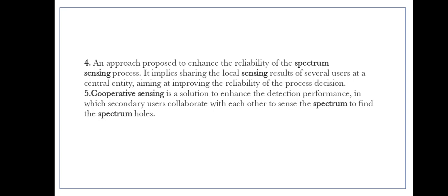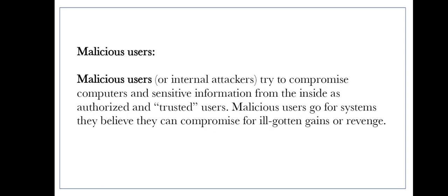Cooperative sensing is a solution to enhance the detection performance in which secondary users collaborate with each other to sense the spectrum to find the spectrum holes. Malicious users. Malicious users are internal attackers. They try to compromise computers and sensitive information from the inside as authorized and trusted users. Malicious users go for systems they believe they can compromise for ill-gotten gain or revenge.